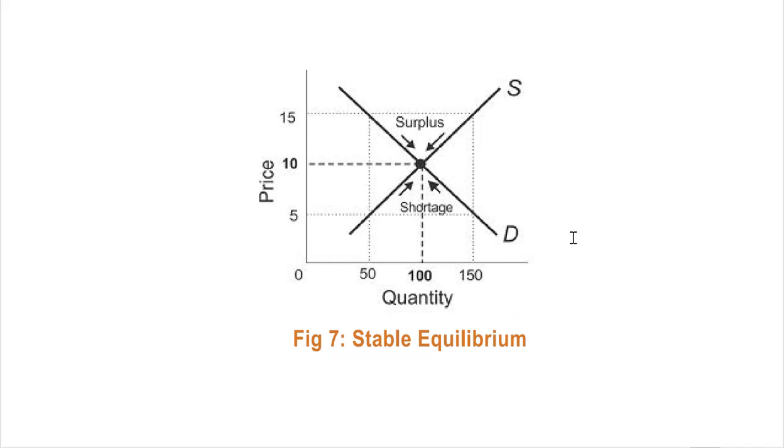Stable equilibrium. This is the demand curve. This is the supply curve. This is known as the equilibrium price. This is the equilibrium quantity, that is 100 units.